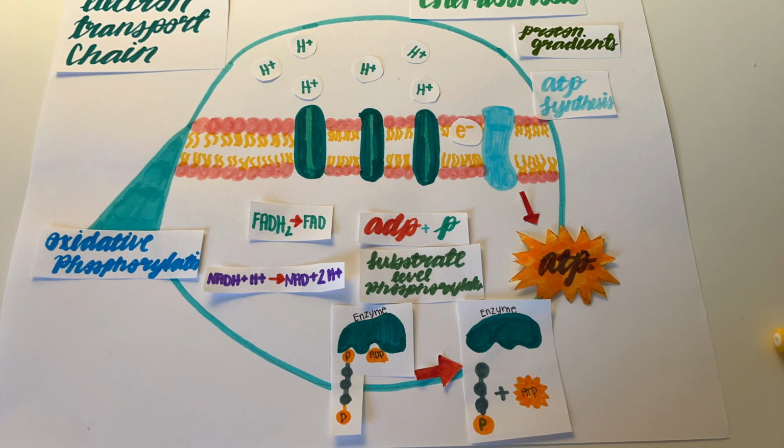Substrate-level phosphorylation is a metabolic reaction that results in the production of ATP by the transfer of a phosphate group from a substrate directly to ADP.